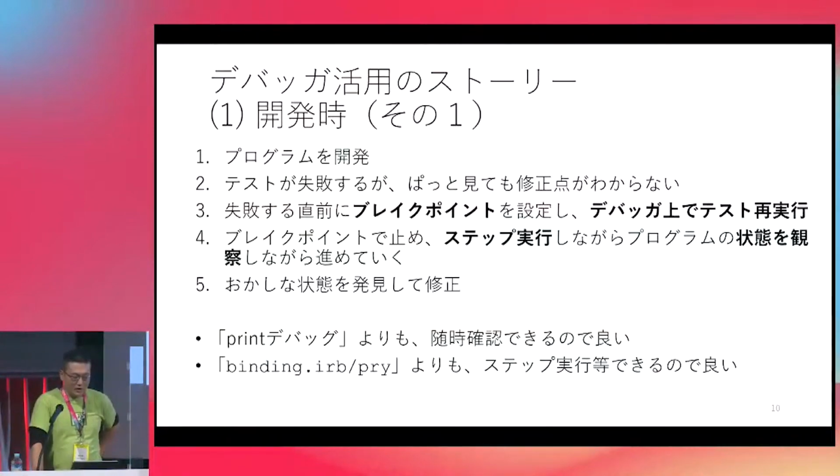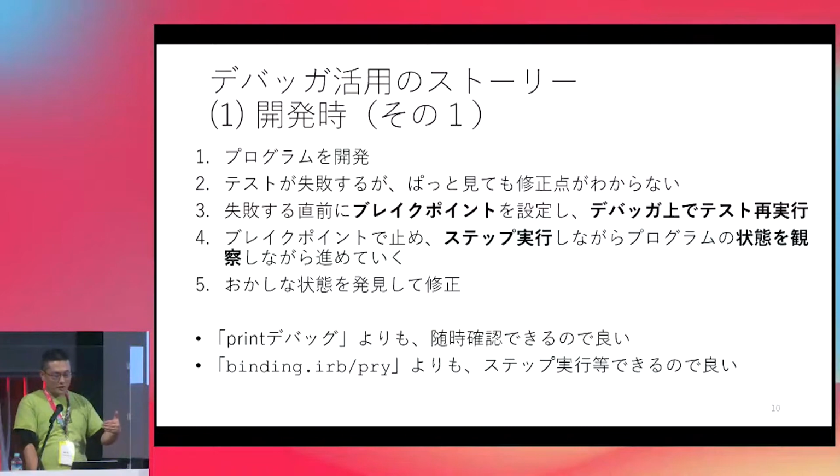Specifically, what kind of situation can we use this gem in? For example, in program development, sometimes you may see the failure of a test and you cannot understand where to correct. Then print debug is often what you want to do. But by setting a breakpoint, that is, a break at the time of a failure, you can do that kind of thing as well.